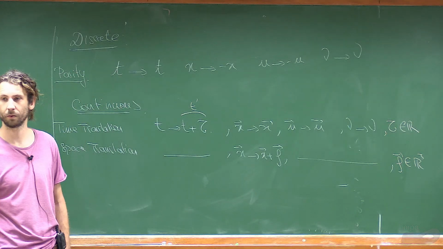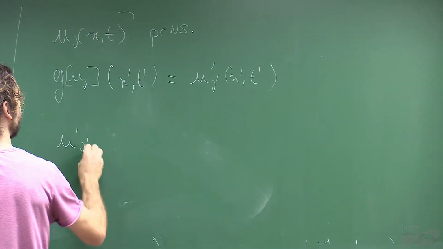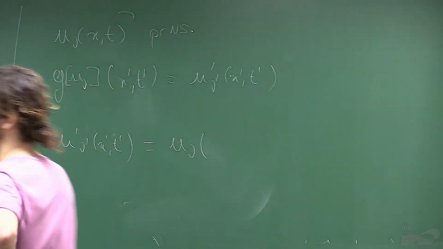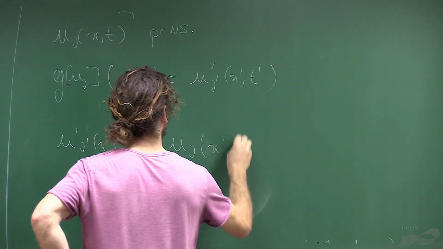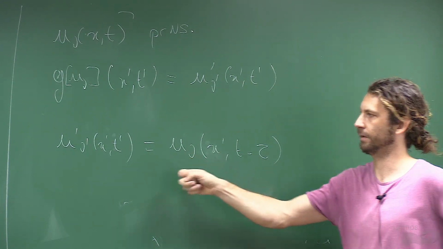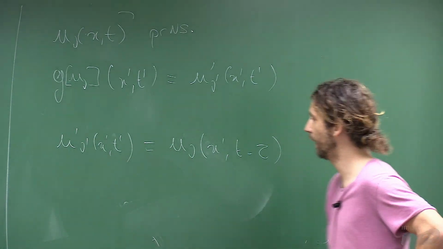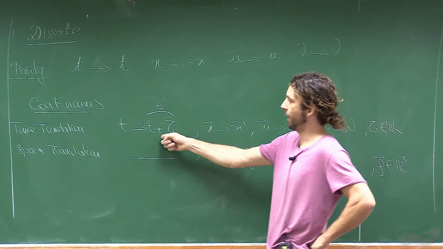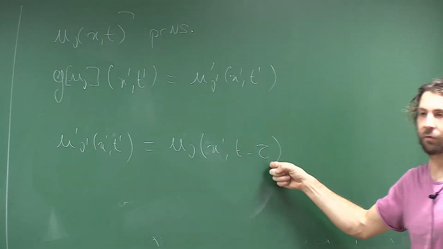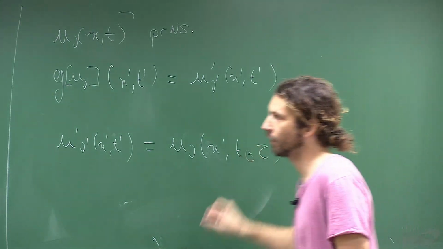With the rule that this is t prime. So it means that if I define a solution u prime of x prime t prime as u nu of x prime, t minus tau, so u nu is a solution, then this one is a solution as well. So out of a solution, I create a new solution. Here, I applied this time translation, which means this transformation. I just emphasize that, formally speaking, there is a minus here, and there is a plus here.